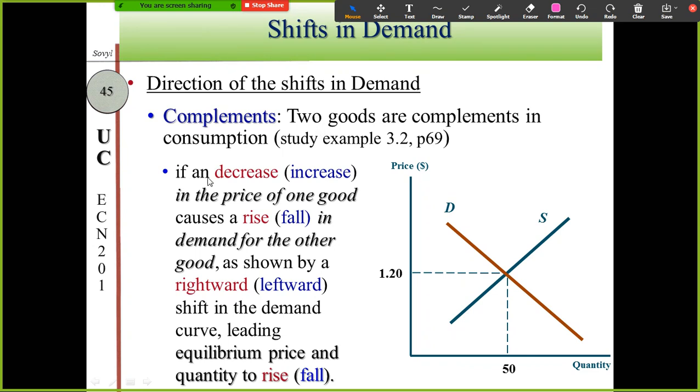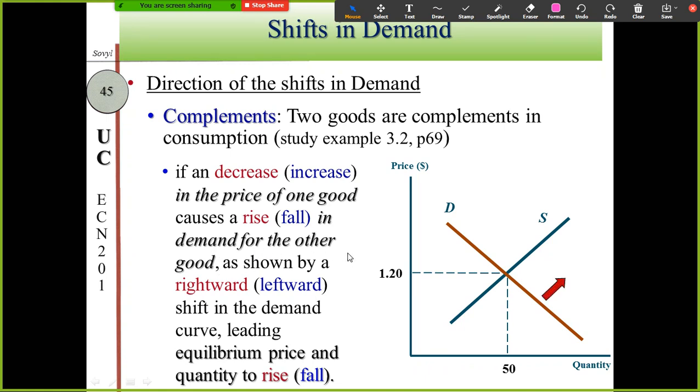Okay. So this is the change of the demand curve for complement goods. Originally, this is demand, this is supply. Equilibrium price 1.2, equilibrium quantity, let's say 50. Red for red, blue for blue. Maybe I put red first. Red first: a decrease in the price of one good causes a rise in demand for the other good.